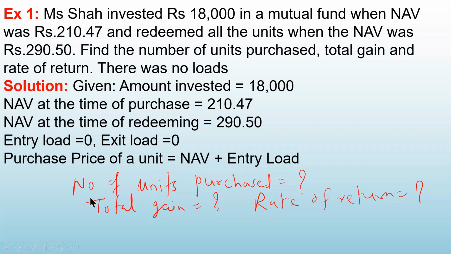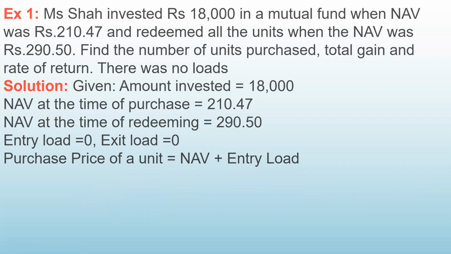Now let us see. So I have written what is given to me and what is asked of me. Now to find out the number of units purchased, what we require is the amount invested and the purchase price of 1 unit. The amount invested is already given to you, 18,000. We have to find out the purchase price. Purchase price is NAV plus entry load, but entry load is 0 here. So purchase price is same as NAV. I'm writing everything here.